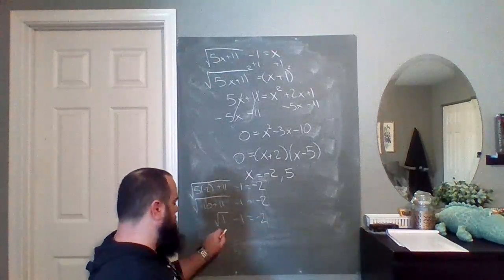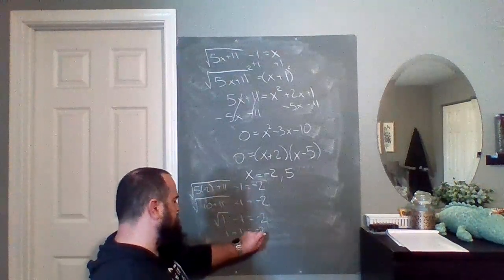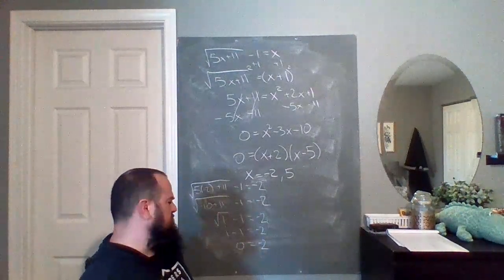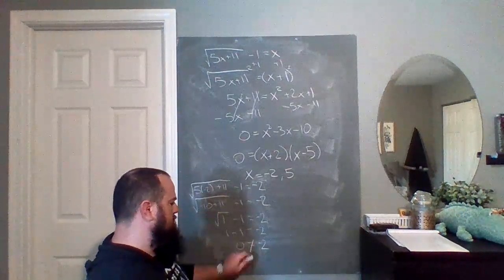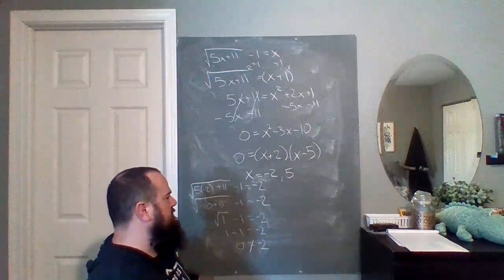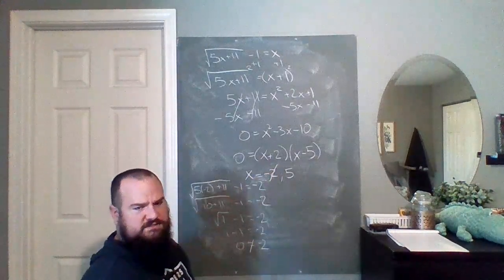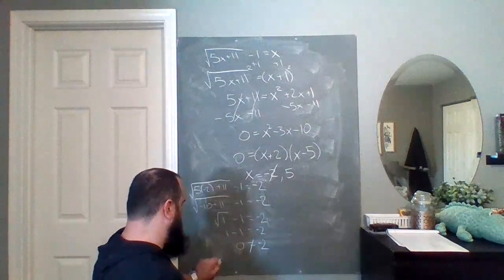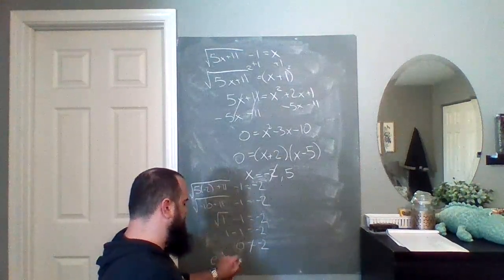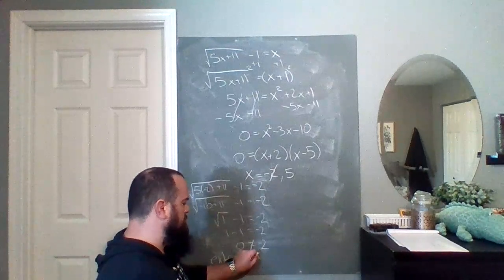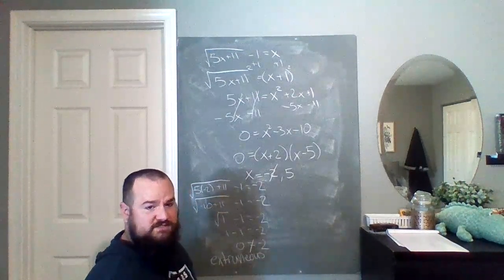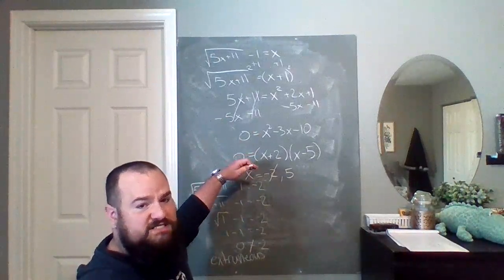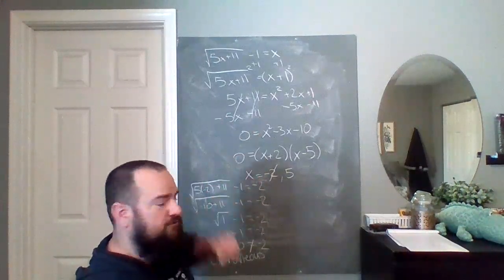Square root of 1 is 1. 1 minus 1 equals 0. 0 doesn't equal negative 2. It's not correct. So that's not a solution. What that is, is what we call an extraneous solution. It is something that came up as a true solution in our solution process, but it does not actually work in our original problem.